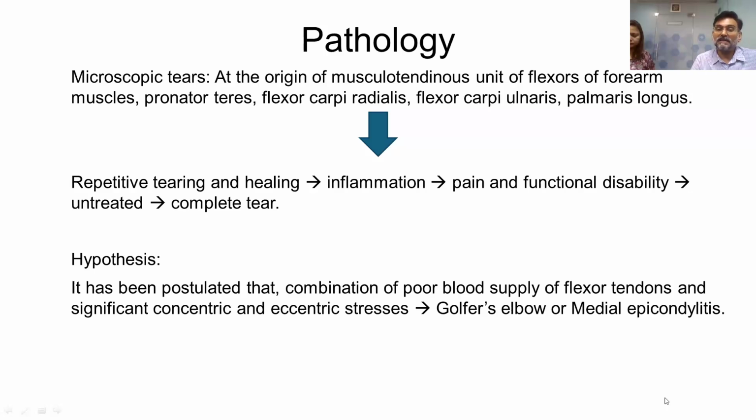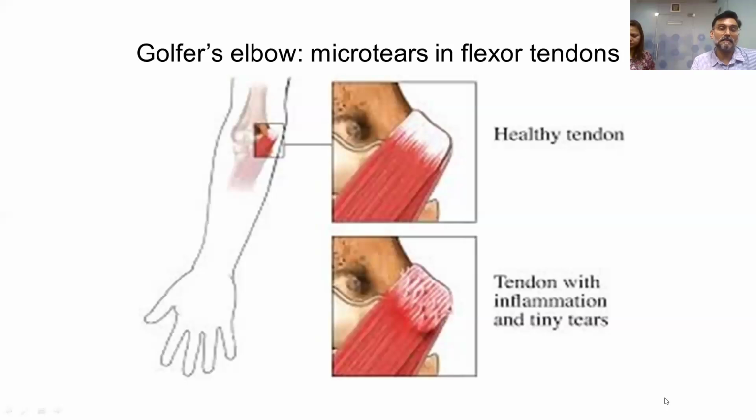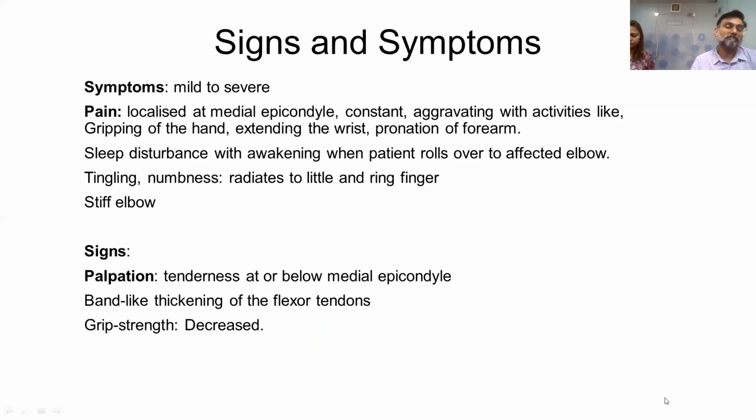Now, it has been postulated that a combination of poor blood supply of flexor tendons and significant concentric and eccentric stresses can lead to golfer's elbow or medial epicondylitis. Here you can see how a healthy tendon looks, and a tendon with inflammation and tiny tears eventually leads to golfer's elbow. What are the signs and symptoms of golfer's elbow? The symptoms could be mild to severe. The most prominent symptom obviously is pain, which is localized at the medial epicondyle. It is constant, aggravating with activities like gripping of the hand, extending the wrist, pronation of forearm.